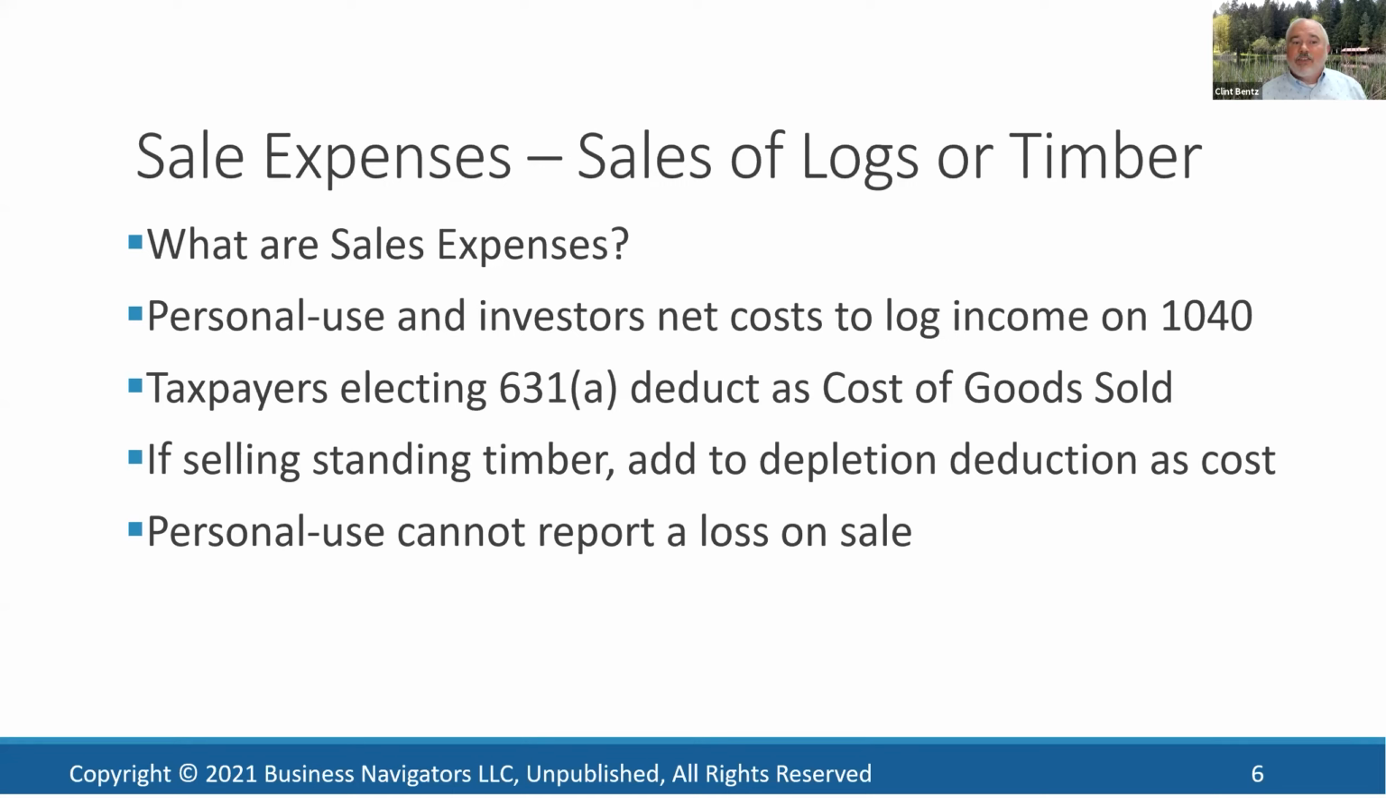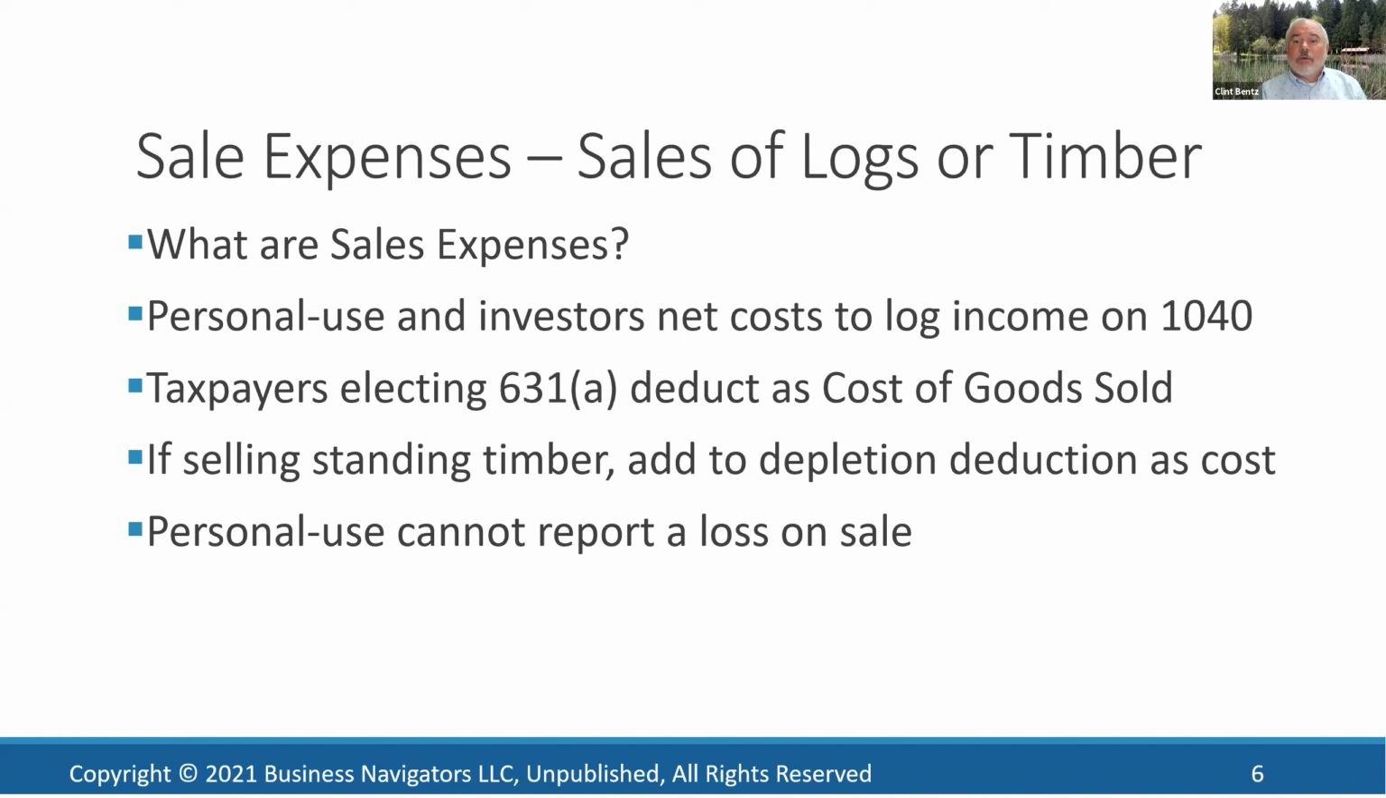So again, if you're an investor or a personal use, then you would net your sale expenses along with your harvest costs against your log income on the 1040. If you're selling the standing timber, then you would add this sale expense to your depletion deduction on your Schedule D. So if you're a personal use or investor, you're going to go on Schedule D. If you're selling the standing timber, these sale expenses would be added then to your cost basis of the timber on this capital gain form.